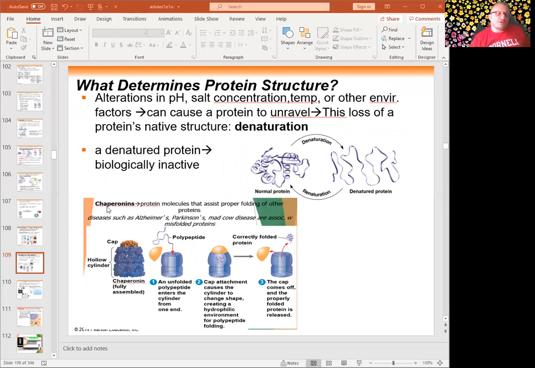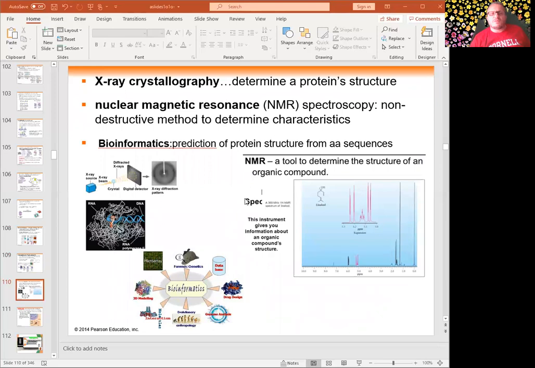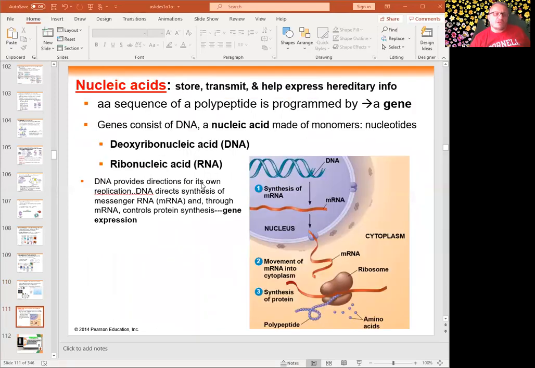There is a group of proteins called chaperones. Chaperones help the folding of proteins. There are a number of techniques used to study proteins, including X-ray crystallography to determine protein structure, NMR spectroscopy, and bioinformatics. These are basically some techniques used in protein studies.